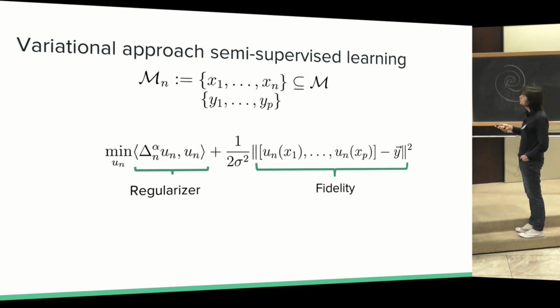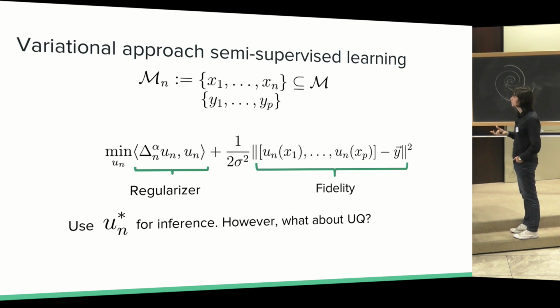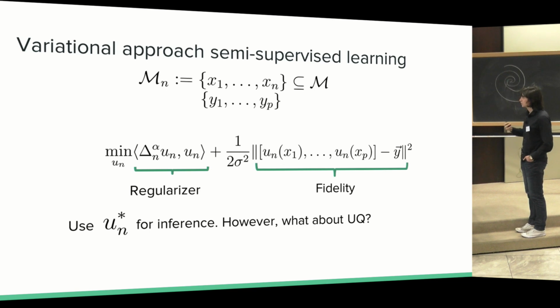And then also fidelity, so that you match with the labels that you do have. So, if you were just interested in finding a point estimate of what should be the classifier or the regressor for the other points, you can solve this minimization problem. But if you're interested in also giving information as to how certain you are about your inference, then you should introduce perhaps a little bit more sophisticated tool.